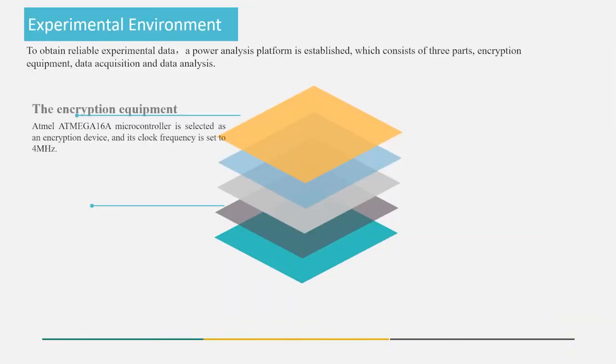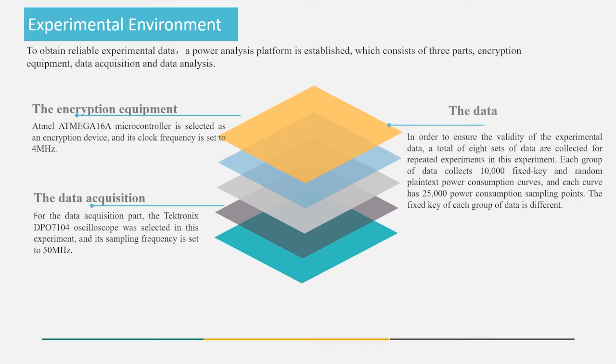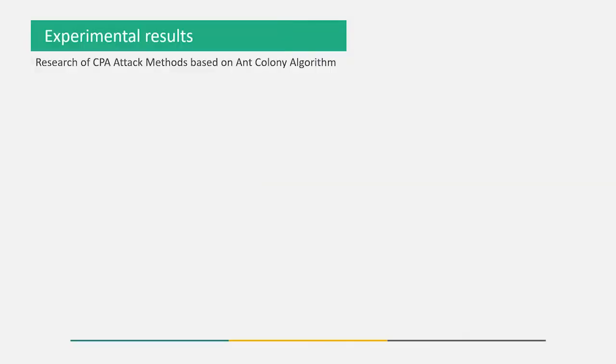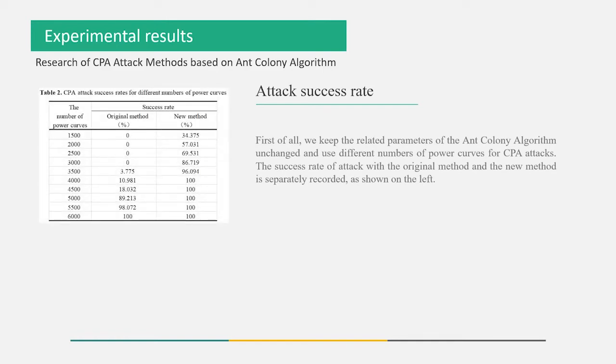To obtain reliable experimental data, a powerful platform is established, which consists of 3 parts: encryption equipment, data acquisition, and data analysis. The specific settings are shown below. In this experiment, the attack target is the output bytes of the S-box in the first round of AES-128. First of all, we keep the related parameters of the algorithm unchanged and use different numbers of power curves for CPA attacks. The success rate of attack with the original method and the new method is separately recorded, as shown on the left.